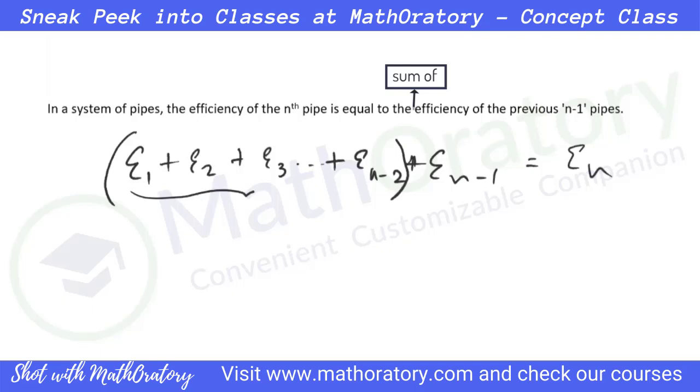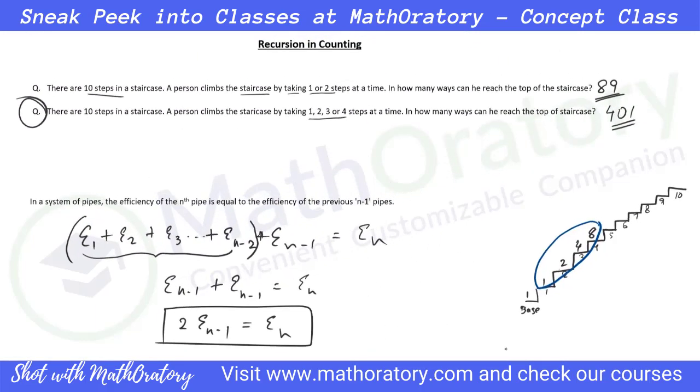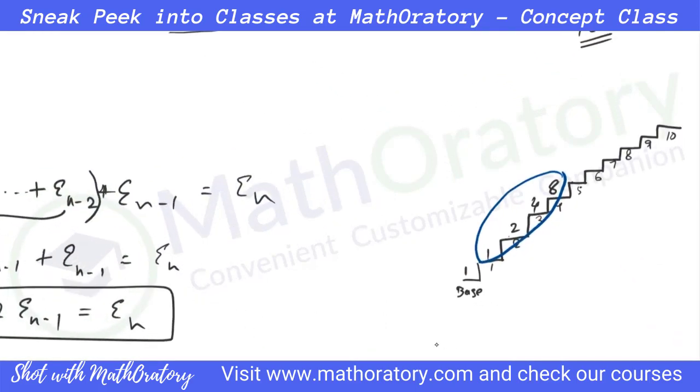Check this out. These are the pipes which are before the n minus 1th pipe, right? This is the n minus 1th pipe. So according to the premise, this sum of efficiency should be equal to the efficiency of the n minus 1th pipe. And then you have another efficiency of the n minus 1th pipe added to get the efficiency of the nth pipe. So effectively what you have is twice the efficiency of the n minus 1th pipe is equal to the efficiency of the nth pipe. So effectively the efficiencies are doubling, right? The same thing is happening here also.